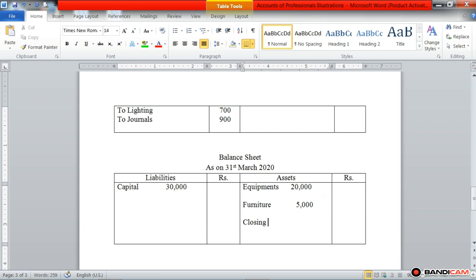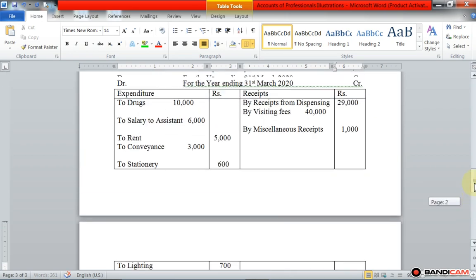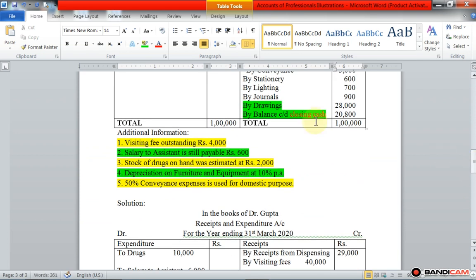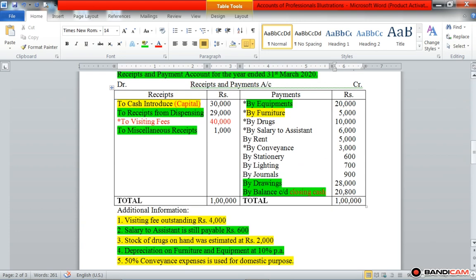Okay, closing cash. Additional information is not given, so we directly put the closing cash in outer column, amounted rupees 20,800. Got it. It is a closing cash, closing cash is the assets. Okay, asset of the profession. Cash in hand, bank balance, all these are the assets of the profession. So here we transfer all the receipt as well as payment side to receipt and expenditure and balance sheet. Okay, now we give the effect of additional information.